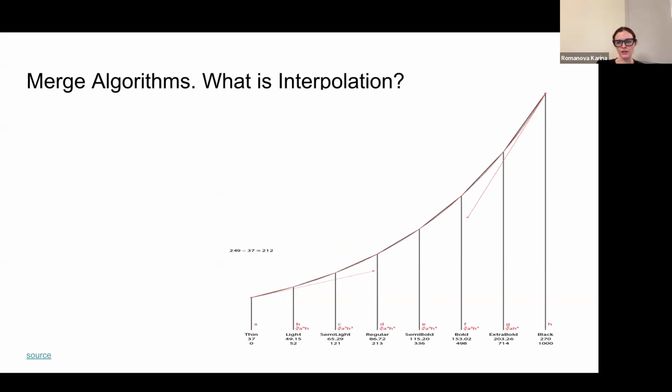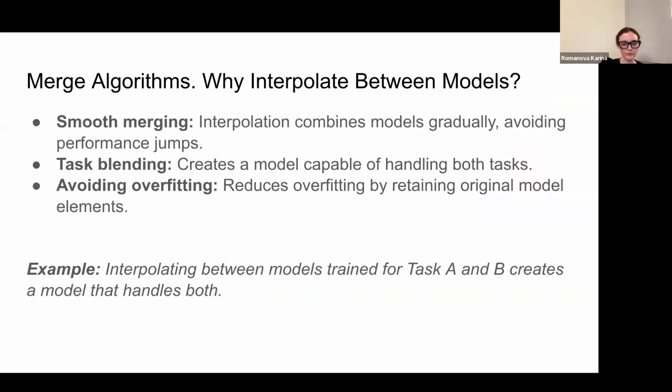So here you can see a graphic of interpolation. If it's linear interpolation, we just need to find a point in the middle, and interpolation in this simple case works like this: we just find one point in the middle of our linear graph, and that would be the result.